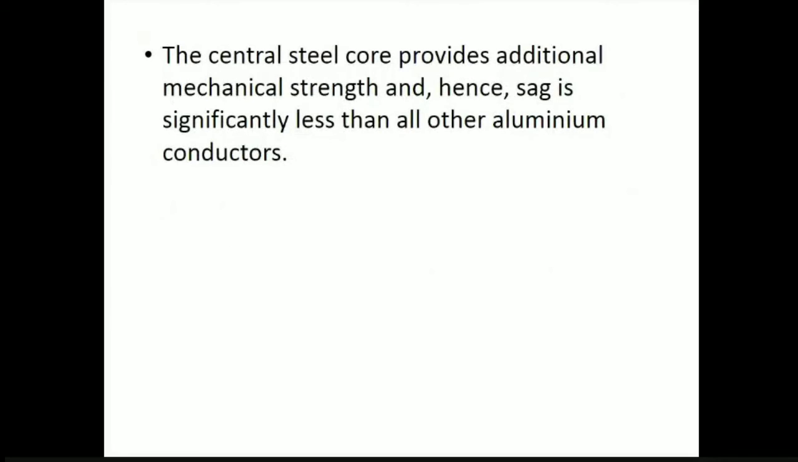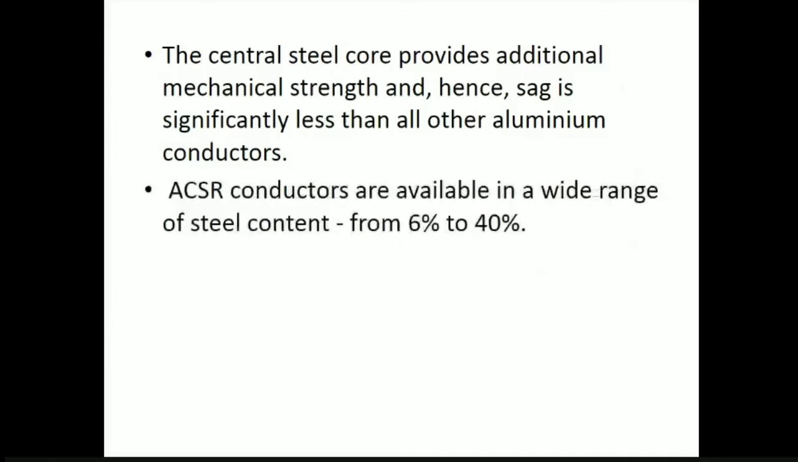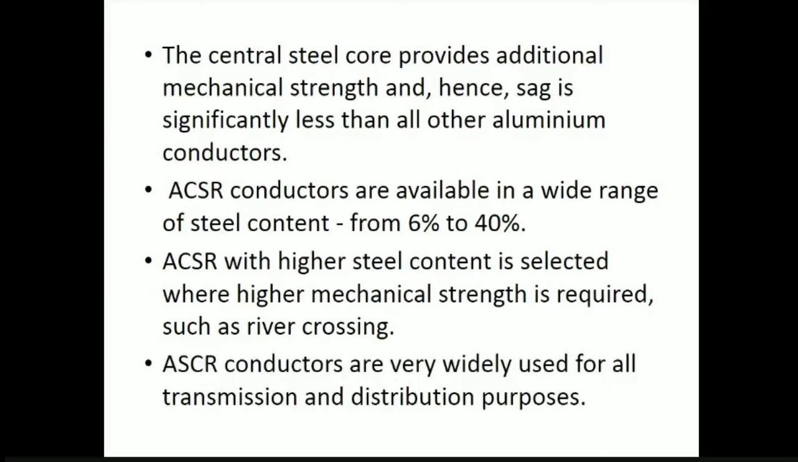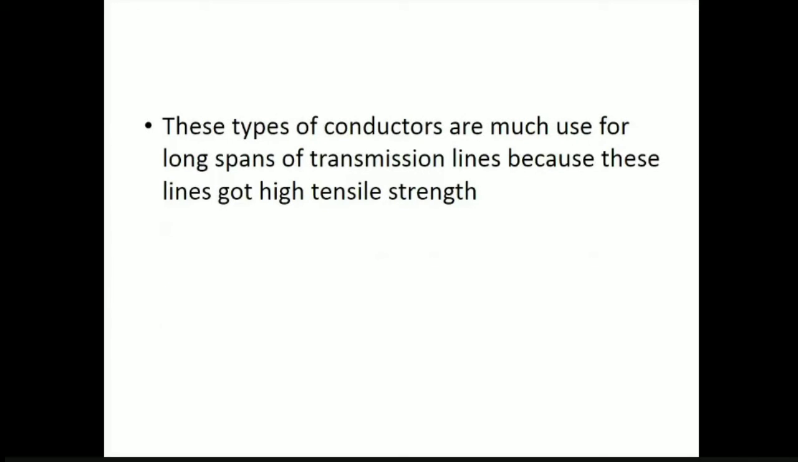The central steel core provides additional mechanical strength and hence sag is significantly less than all other aluminum conductors. ACSR conductors are available in a wide range of steel content. Steel content can be from 6% to 40%. ACSR with higher steel content is selected where higher mechanical strength is required, such as river crossing. ACSR conductors are very widely used for all transmission and distribution purposes. These types of conductors are of much use for long spans of transmission lines because they have high tensile strength.